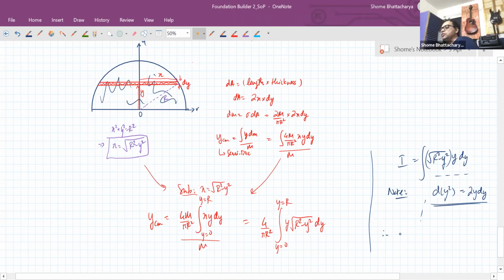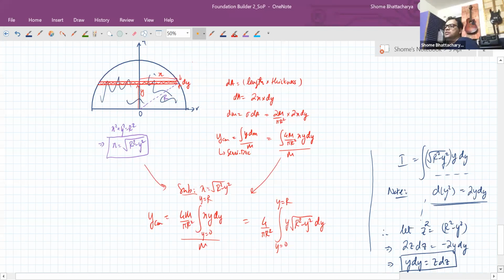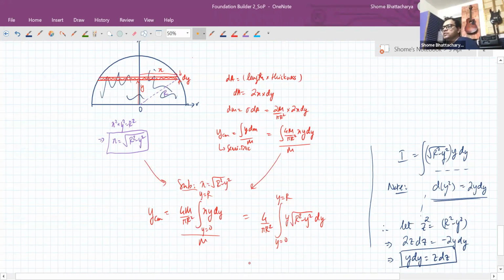So therefore, if you take some new variable, z square, as r square minus y square, now differentiate both sides. So 2z dz becomes minus 2y dy. That means y dy can be replaced as minus z dz. So this is the substitution we will use next. So in this integration further, we will substitute r square minus y square as a new variable z square.